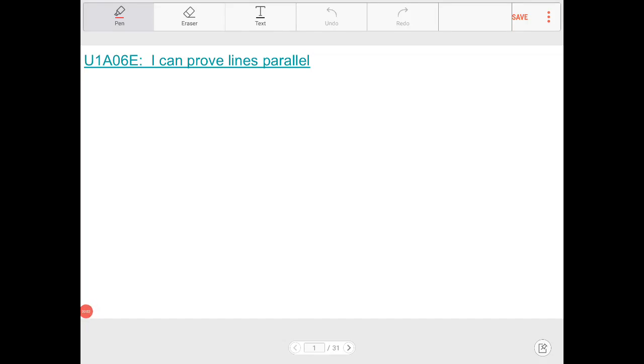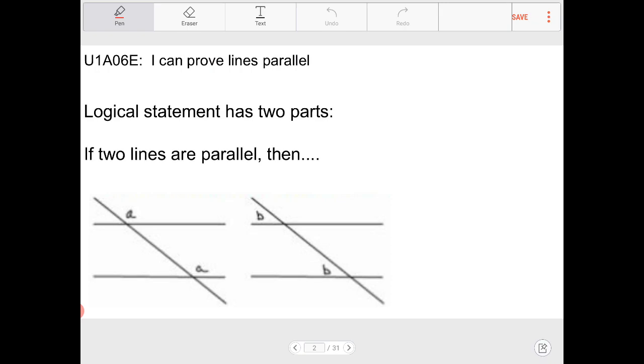In this video, I will go through lesson U1A06E, which is proving lines parallel. In all the lessons leading up to this one, we've been given lines that are parallel, and as a result, certain conclusions can be made about the angles formed between the parallel lines cut by a transversal. In this case, I want to point out the logical statement that is made when we are making conclusions about those angles.